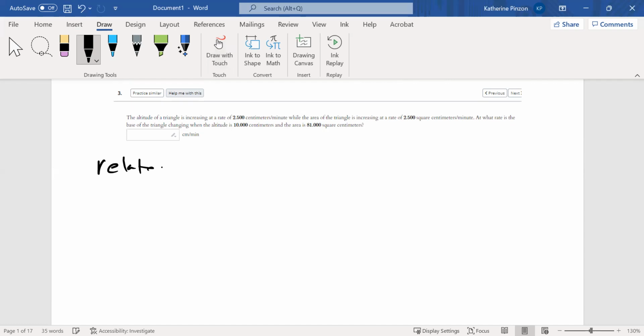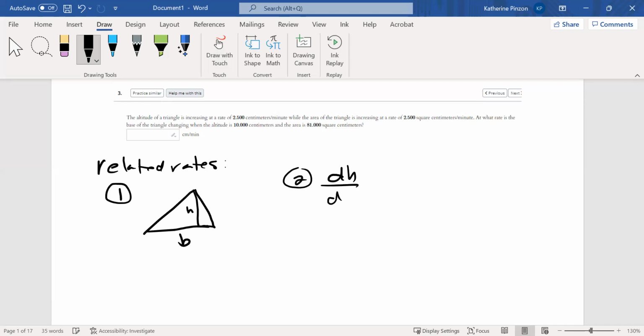When we solve a related rates question, we draw a picture. What should I draw a picture of? The triangle. Okay, here's a triangle. I have a base B and an altitude or a height H, right? Second, we label the known quantities. This says the altitude of the triangle is increasing at a rate of 2.5 centimeters per minute. What does that tell us about the triangle? dH dt is 2.5 centimeters per minute.